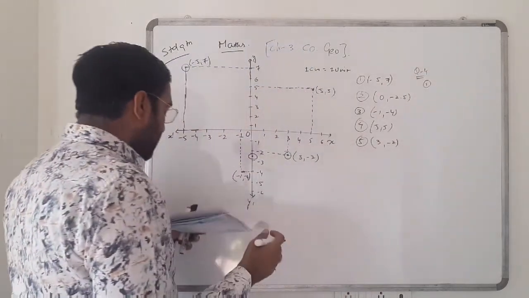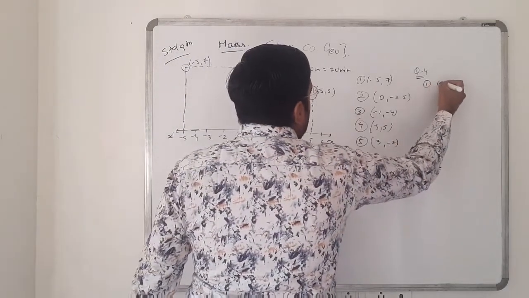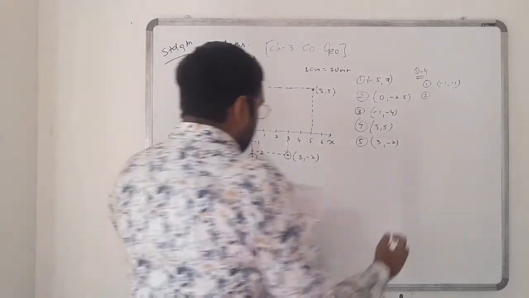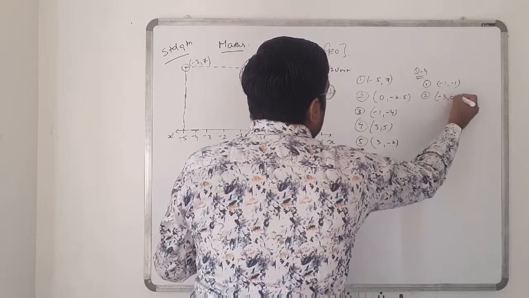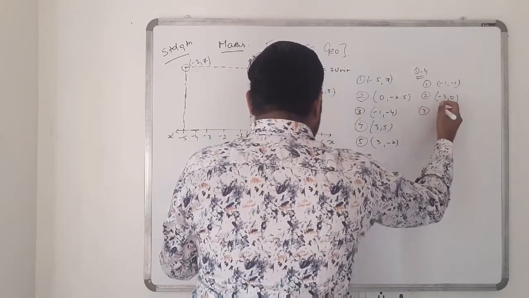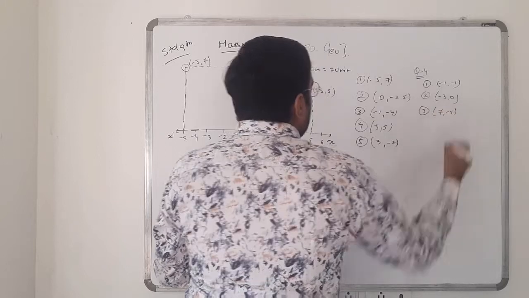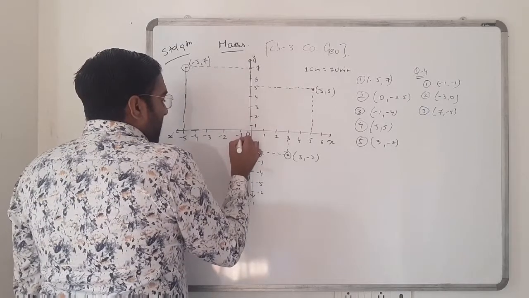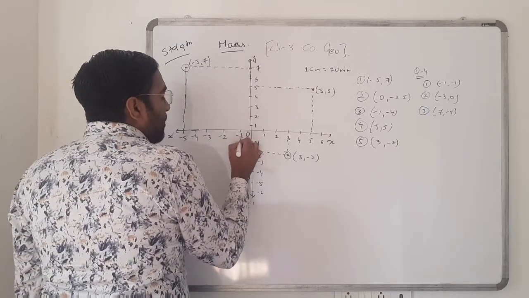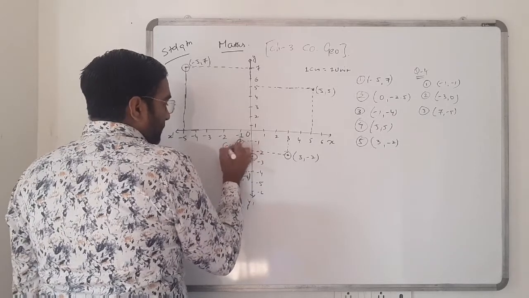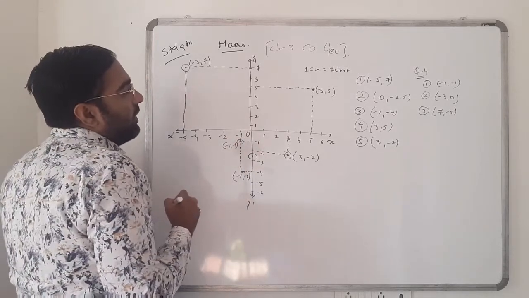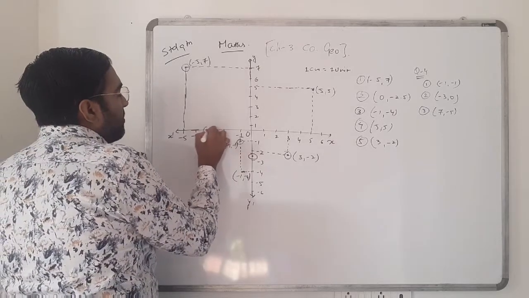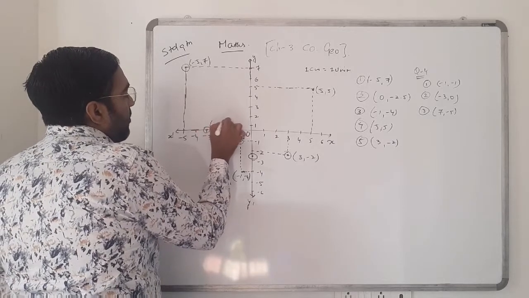So the first one is minus 1 comma minus 1. The second one is minus 3 comma 0. And the third one is 7 comma minus 5. So minus 1 comma minus 1, the point is here. Second, minus 3 comma 0. On the x-axis minus 3, y 0, so your point should be here. Minus 3 comma 0.